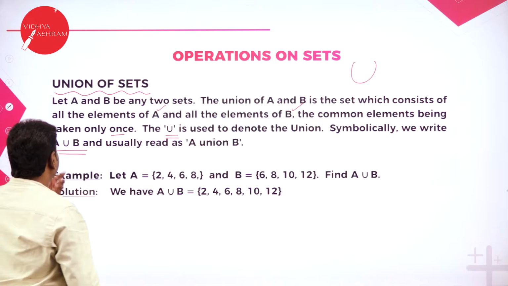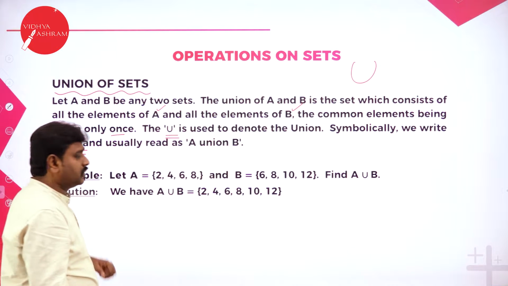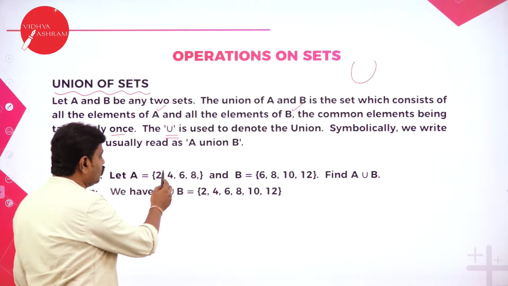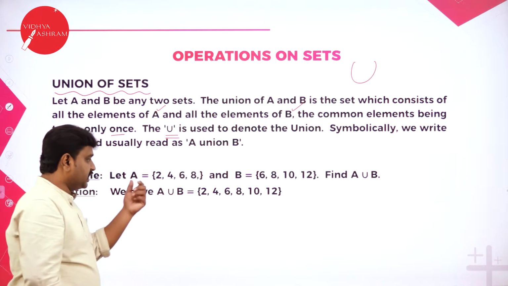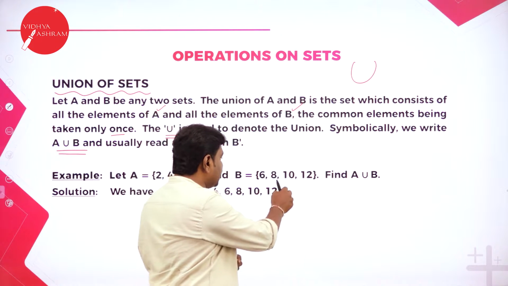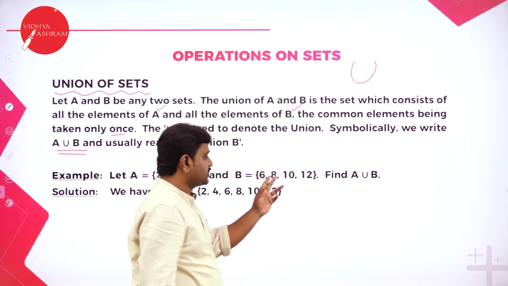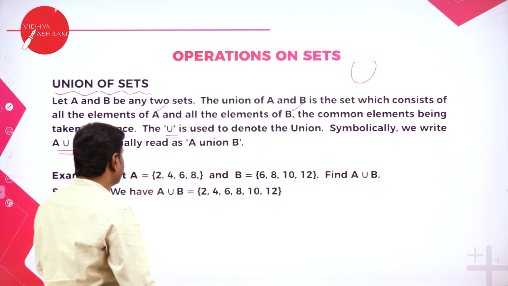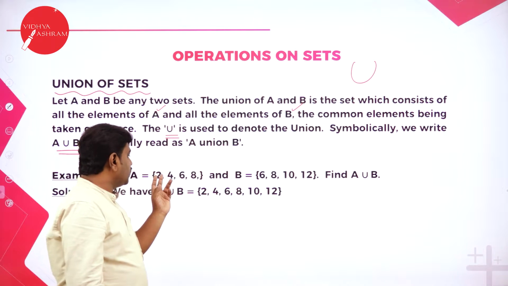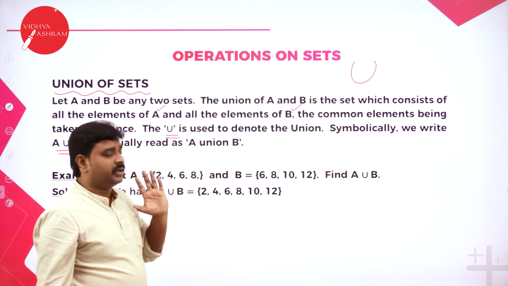How to read this? A union B. Now a simple example I have taken. Let A be 2, 4, 6, 8. Set B is 6, 8, 10, 12. Find A union B. What is A union B? Combine A and B without repeating the elements.